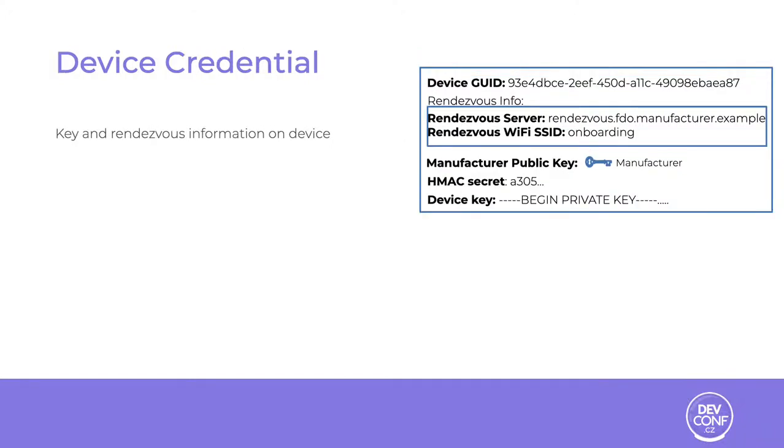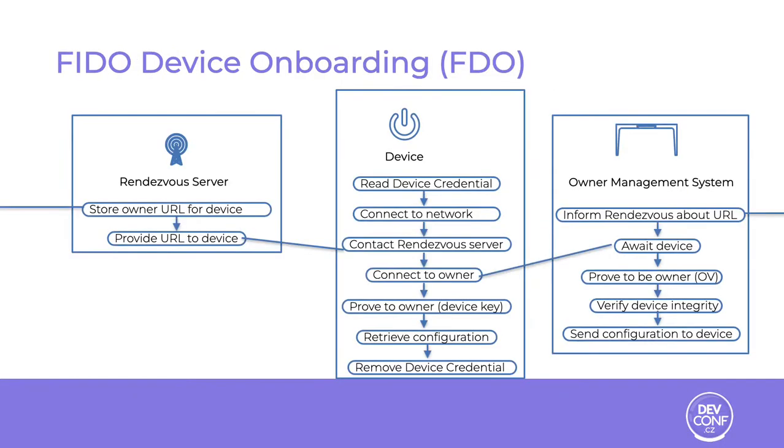So as part of the FIDO device onboarding protocol, after these two are set up and the device is sent to the factory and then turned on, we start in the middle flow. The device reads the device credential and it connects to the network either via Wi-Fi or via wired. At some earlier point, the owner management system will have informed the rendezvous server of the manufacturer of where the owner management system is waiting, because at the moment of sale, the device doesn't know yet where the owner will be. So the owner management system tells a rendezvous server about it and then just waits for the device.